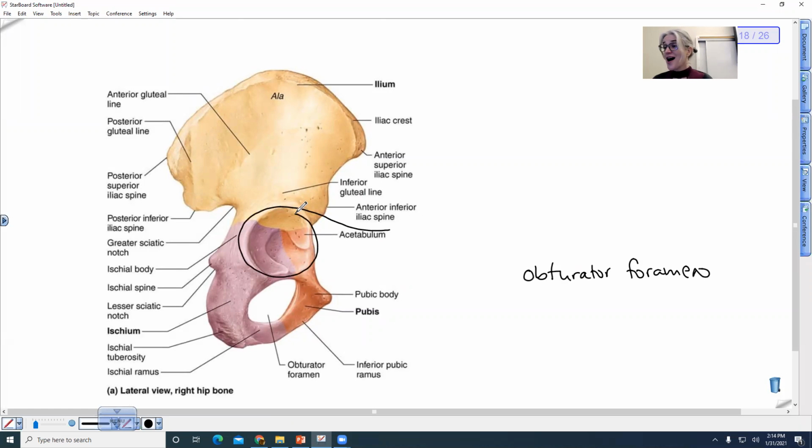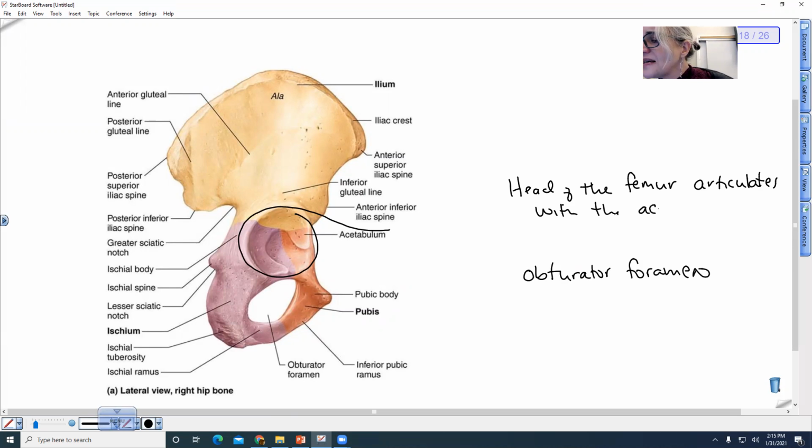Just like our shoulder, our hip joint is actually a ball and socket joint. And so we can talk about the head of the femur articulates with the acetabulum of the coxal bone. Okay, so that is the acetabulum.